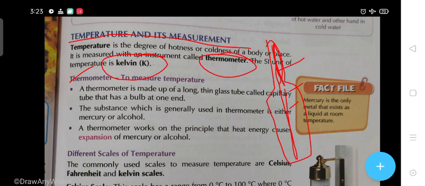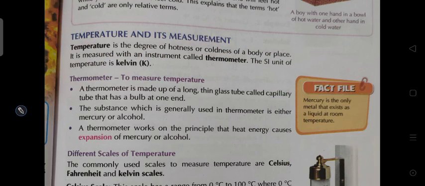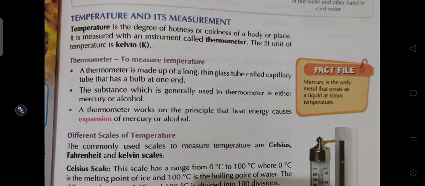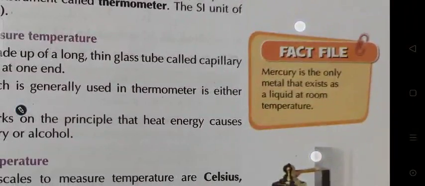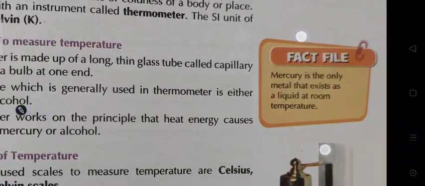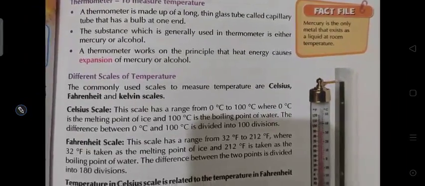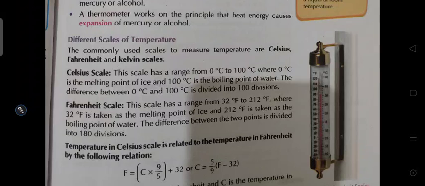on the basis of expansion. Expansion means, students, that molecules will move apart from each other, and expansion means the volume of that substance will increase. And mercury, why do we use mercury in the thermometer? So students, here is a fact. Mercury is the only metal that exists as a liquid at room temperature. That's why mercury is used in that thermometer.